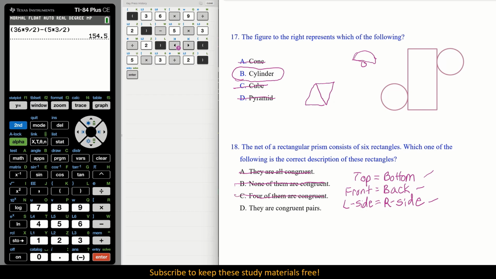D, they are congruent pairs. And that is exactly what I wrote out. Okay. You know, that was kind of a childish way that I did it. Kind of like saying, okay, this one's equal, that one's equal. But that's the best we have, right? Okay. Let's move on to number 19.